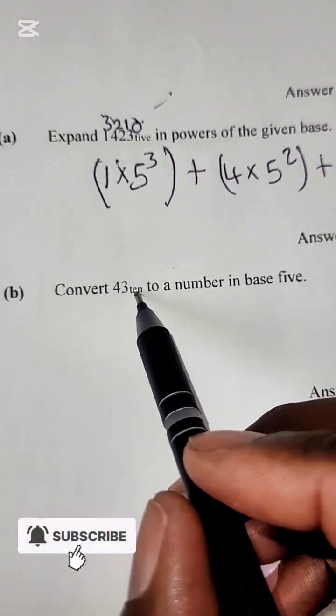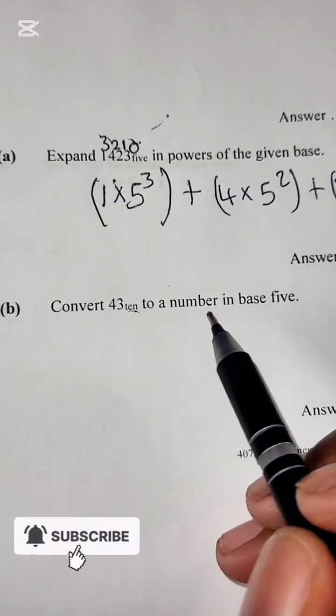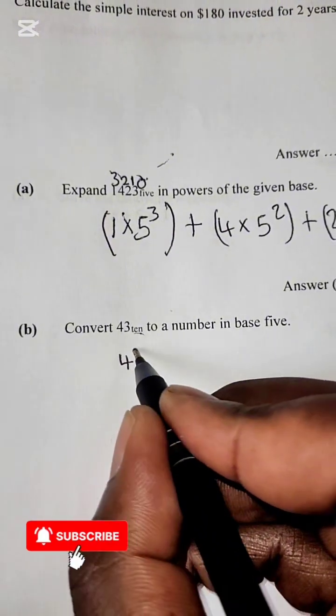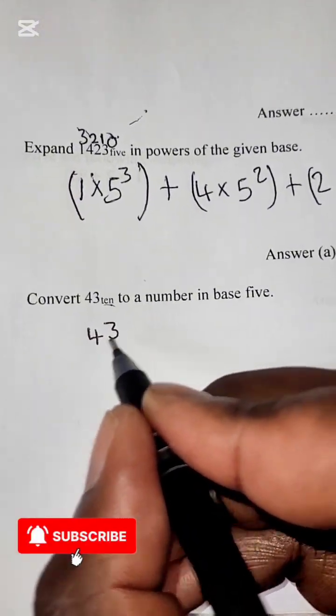Right. So then we are given, convert 43 base 10 to a number in base 5. It's now 43 in base 10.